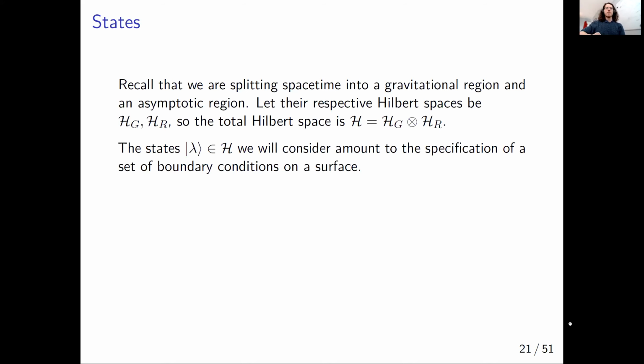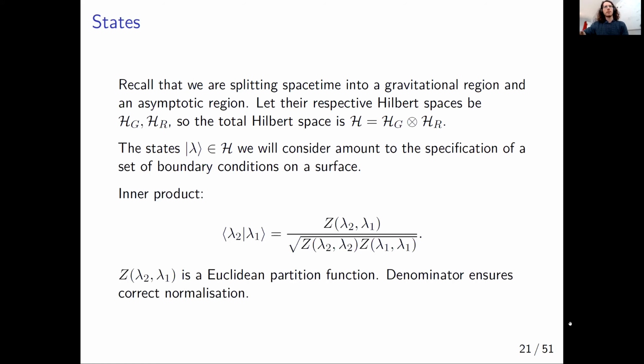States in this theory essentially amount to the specification of some boundary conditions on a space-like surface. And we can compute the inner product of two such states in terms of partition functions in this way. So the denominator is here because I'm assuming that these states are normalized. And at this stage, I'm restricting to Euclidean partition functions. But at the end, everything's going to be Wick rotated to Lorentzian spacetime.